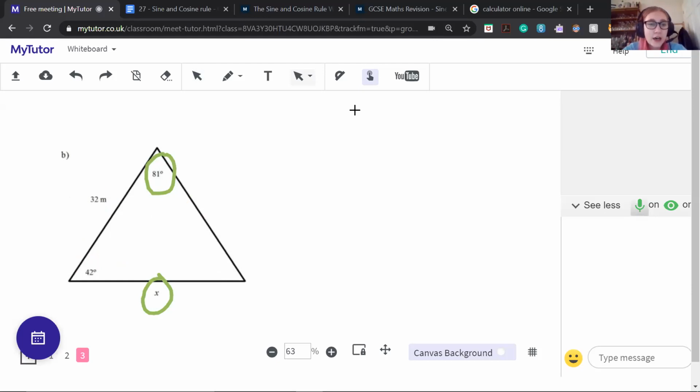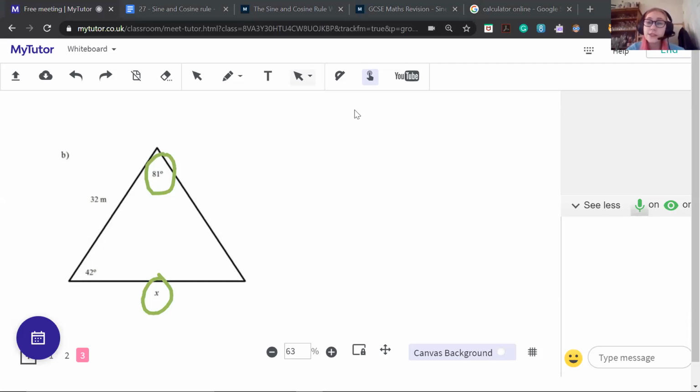Someone suggested all the sides are 32 because it's an equilateral triangle. If they told you it's an equilateral triangle, you could do that. But also then all the angles would be 60. So unfortunately, you can't do that. But it's definitely a good thought. Yeah, a couple of people have got it.